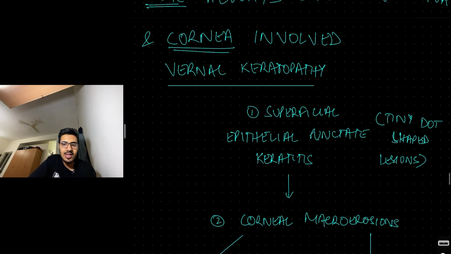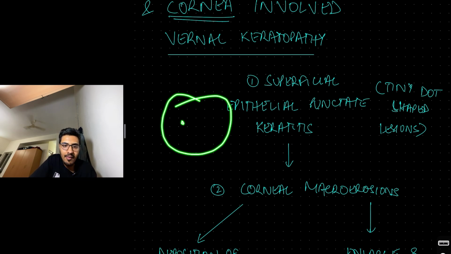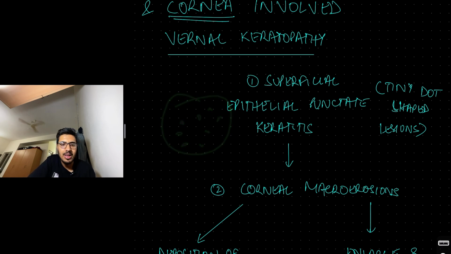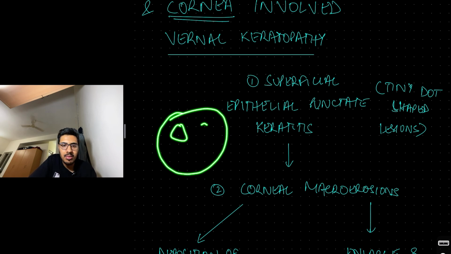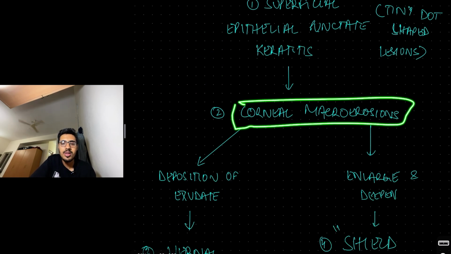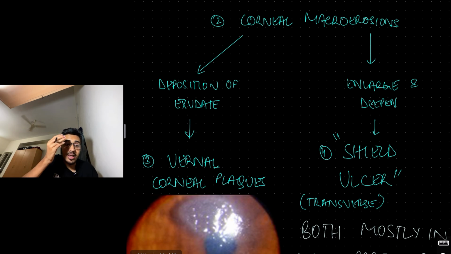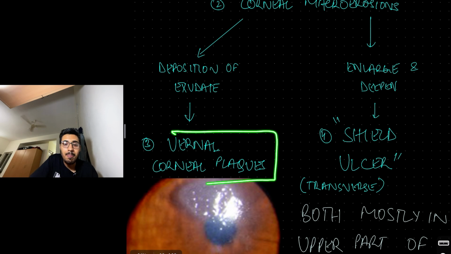So first it starts as superficial epithelial punctate keratitis, where I just have in the cornea some dot-like tiny lesions on the corneal epithelium. Now let's say they get a bit bigger. Then you have certain corneal macro erosions. Now there are two things that can happen to these corneal macro erosions. Either that discharge, that exudate can deposit over it to form plaques, vernal corneal plaques.